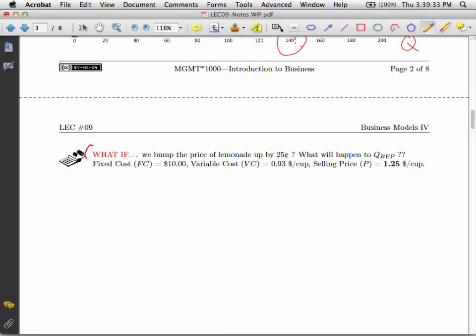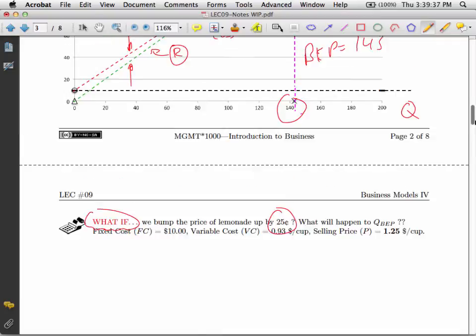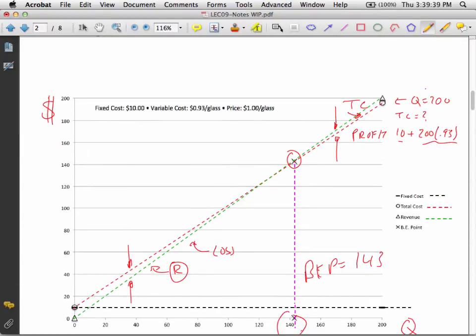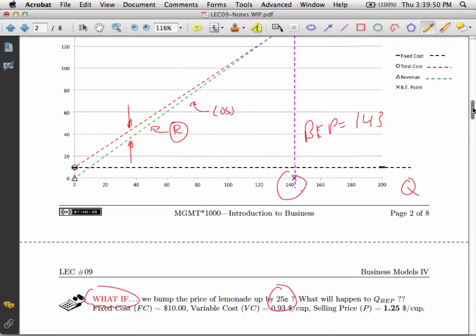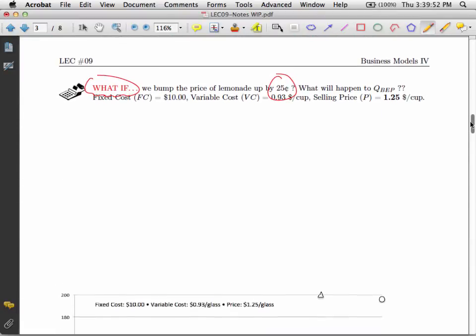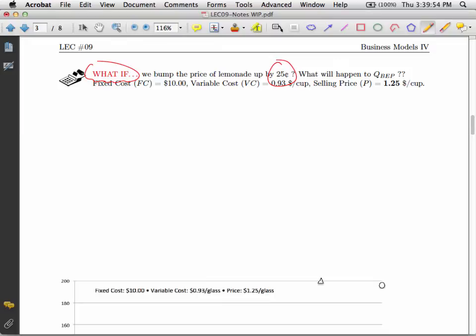What we do in the next one is we do a what-if scenario. What if we bump the price by 25 cents? What we'd expect to happen is this break-even point to slide down this way. The number of glasses of lemonade we have to sell at the higher price will be less than 143. That we'll start making profit earlier, assuming, of course, we can sell it. And the mathematics is really easy.